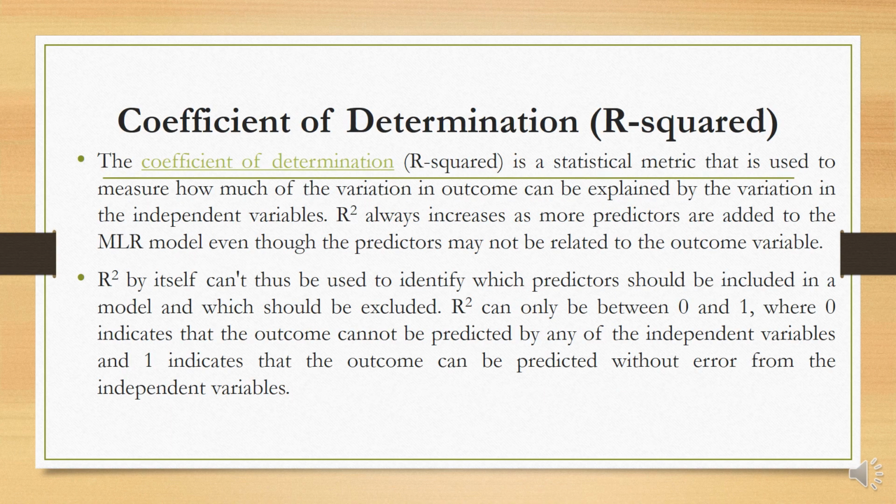Now let's talk about the coefficient of determination, that is, the R squared. The coefficient of determination R square is the statistical metric that is used to measure how much of the variation in the outcome can be explained by the variation in the independent variables. R square always increases as more predictors are added to the multiple regression model, even though the predictors may not be related to the outcome variable. R square by itself thus can't be used to identify which predictors should be included in or excluded from the model. R square can only be between 0 and 1, where 0 indicates that the outcome cannot be predicted by any of the independent variables and 1 indicates that the outcome can be predicted without error from the independent variables.